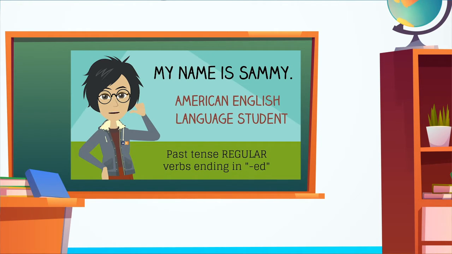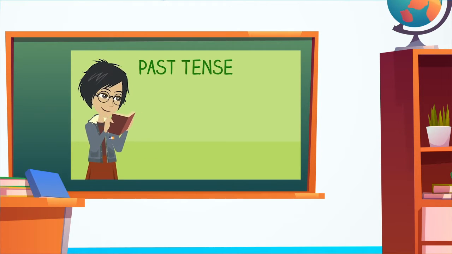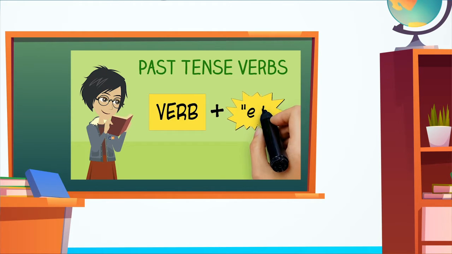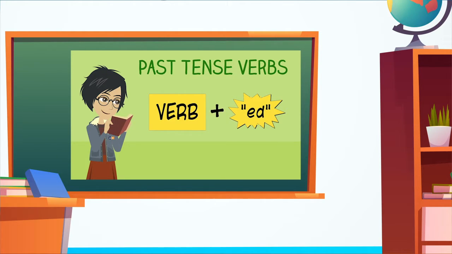Today, we are going to practice pronouncing past tense sounds using regular verbs ending in ed. For regular verbs, we usually add ed to the end of the verb to make it past tense. The spelling is easy because you just add ed, but the pronunciation can be a little tricky.